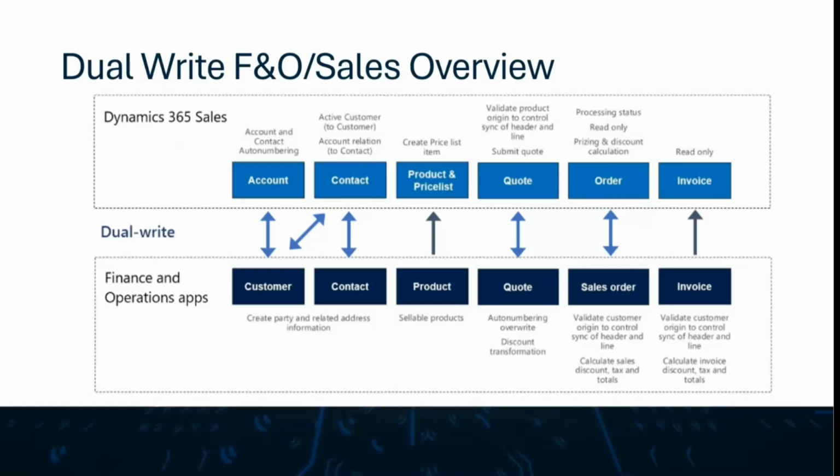And then finally, invoices feeding from Finance and Operations. Once we pick, pack, ship, and send that, the invoices would be available over in D365 Sales. Now, if your sales users don't need that invoice information, you don't have to enable that map. You can just turn that off and the information does not flow.